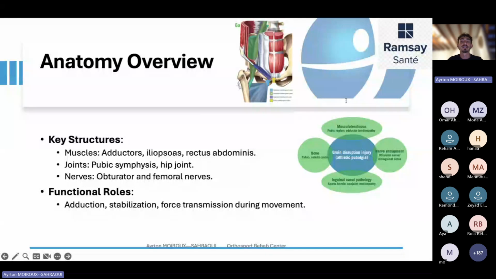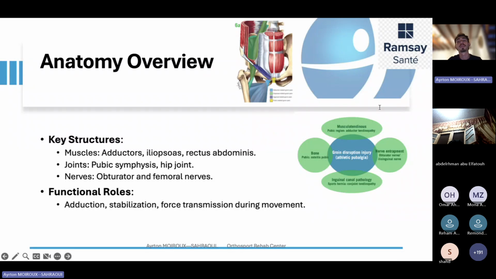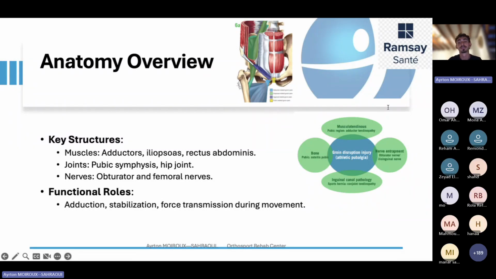So understanding the anatomical structures involved in groin pain is essential for both diagnosis and treatment. The muscles: the adductor group is central to groin function. This group comprises several muscles, including the adductor longus, the adductor brevis, and the adductor magnus, as well as the gracilis and the pectineus. In addition to these muscles, the iliopsoas and the rectus abdominis are essential for hip stability and movement. Each of these muscles has specific roles.